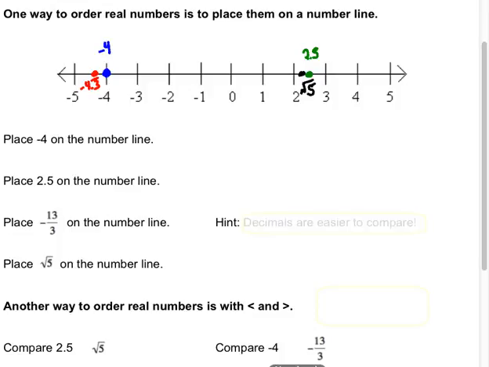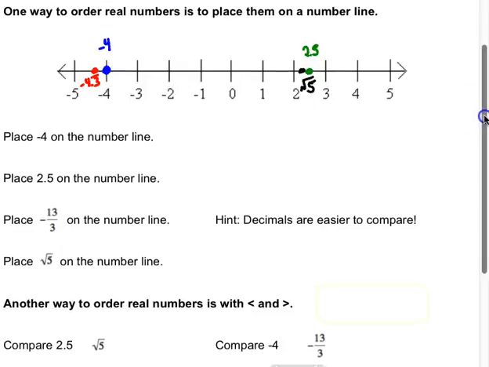So again, the hint that I'd like you to write down is decimals are easier to compare. If I'm asking you to put them on a number line or make comparisons between them, again, the easiest way to do that is simply by finding a decimal first.